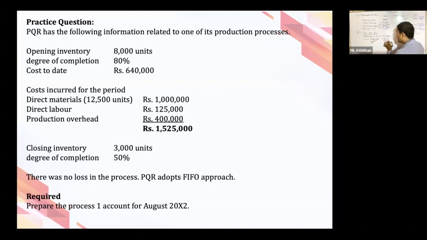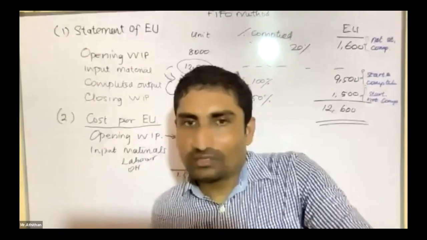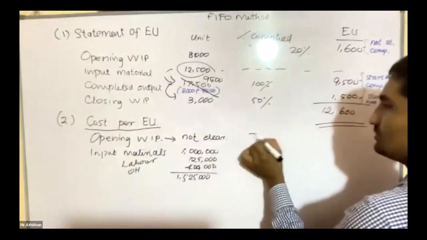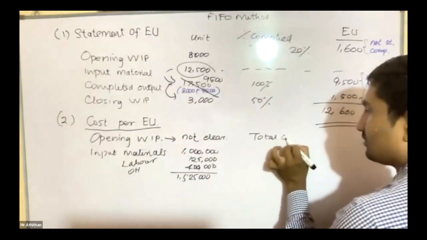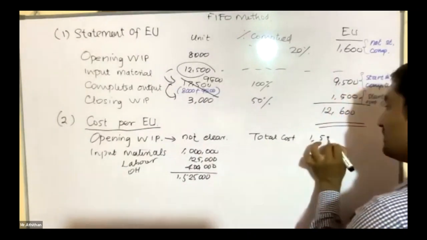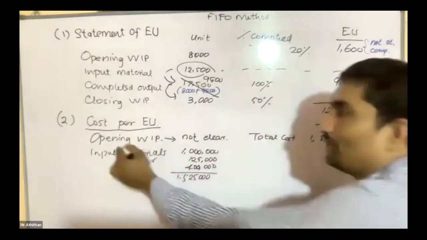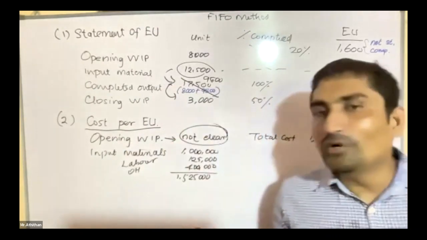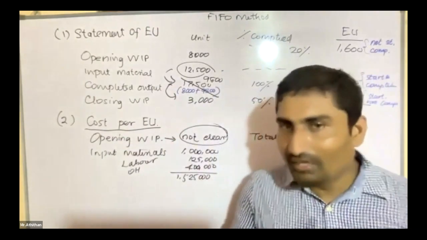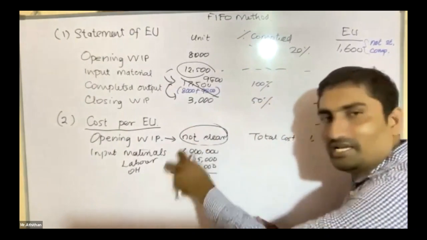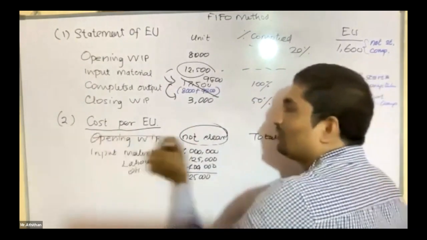1,125,000, 400,000. So the total is 1,525,000. Okay. So total cost is 1,525,000. Opening WIP cost, we don't have to worry, because this cost is covered here. So you don't have to worry about that.